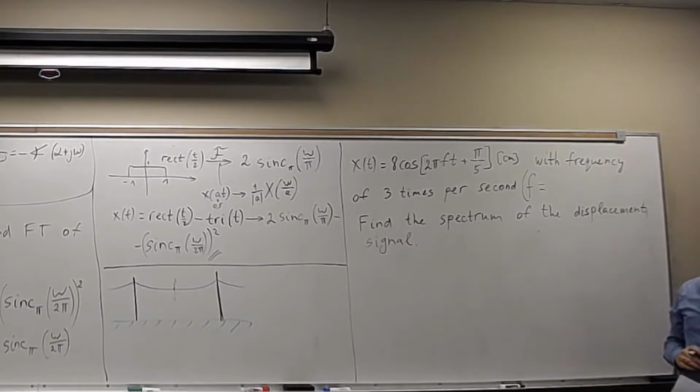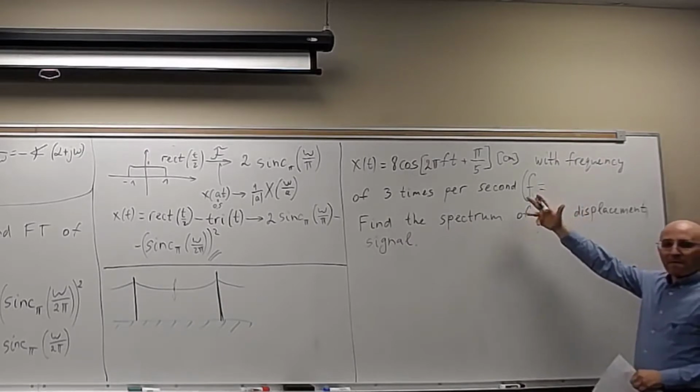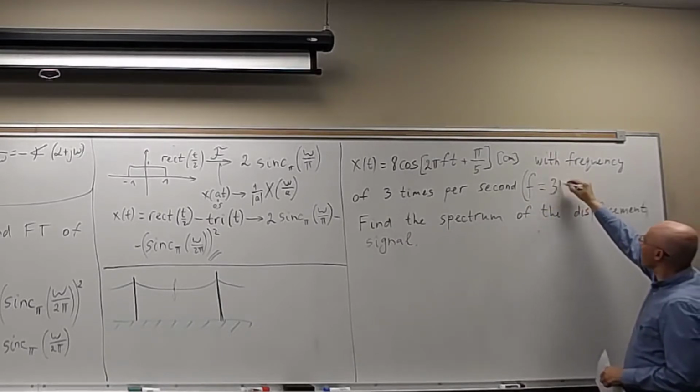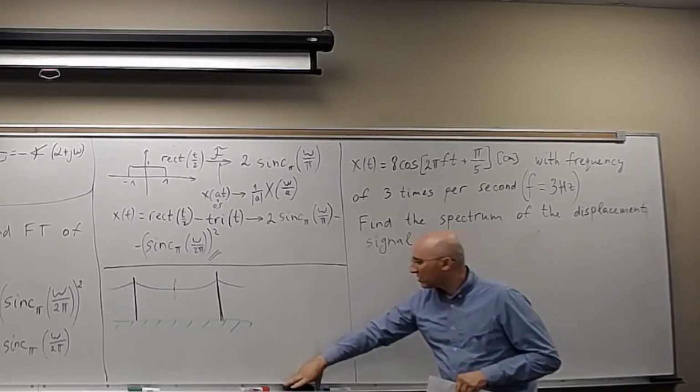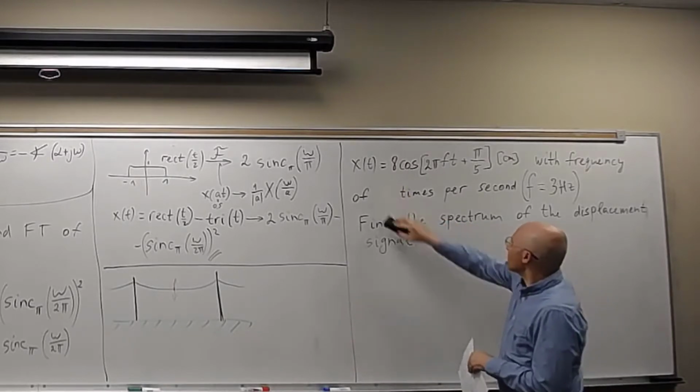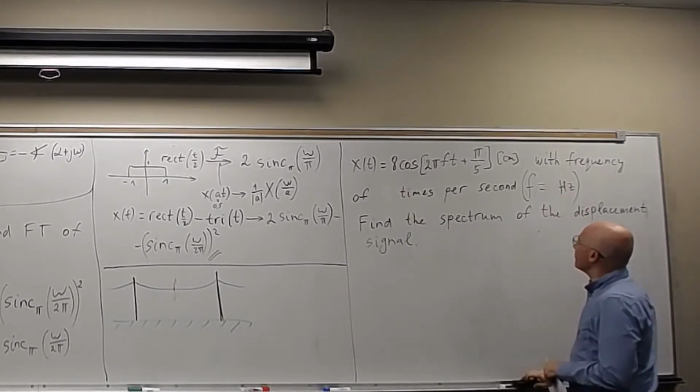We want to find the spectrum of the displacement signal. First of all, 3 times per second, what is f? 3 here, 3 hertz. For easier computation, let's take it as 5 hertz, 5 times per second. It'll be easier to compute.